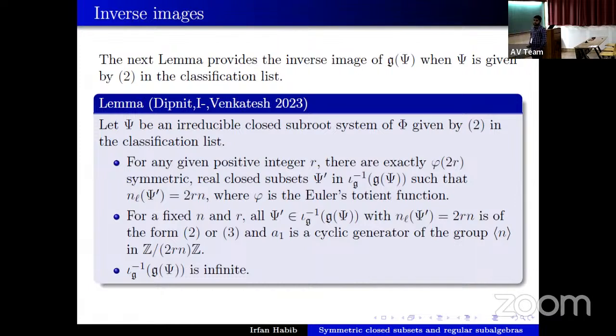We also answered another question. If you take a symmetric closed subset and take the inverse image, what will be the form of the inverse image if it is not a singleton? It says that if you take any inverse image which satisfies this, with the integer for the long root twice Rn, it has to be of the form 2 or 3 in the classification list. We also made it explicit what to choose as A1. This has to be a cyclic generator of the subgroup generated by n inside Z mod twice R n Z. So in particular, the inverse image is infinite.